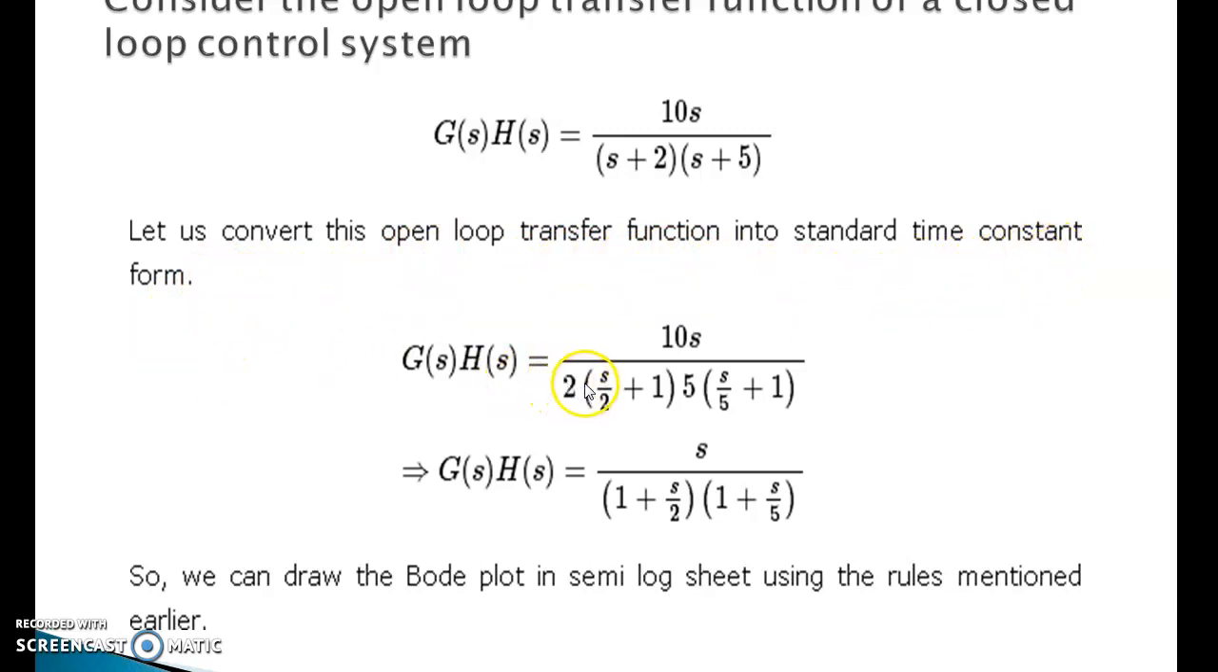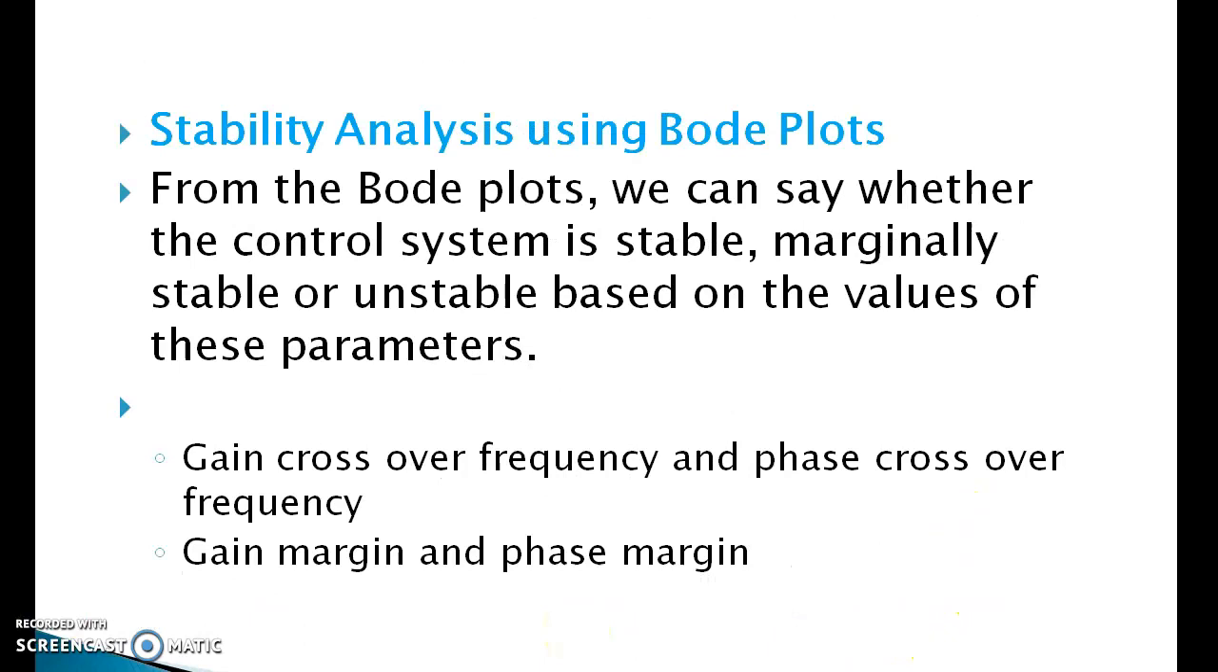G(s)H(s) is equal to 10s by 2 into (s by 2 plus 1) into 5 into (s by 5 plus 1). That implies G(s)H(s) is equal to s by (1 plus s by 2) into (1 plus s by 5). Then we can draw the Bode plot in the semi-log sheet using the rules mentioned earlier.